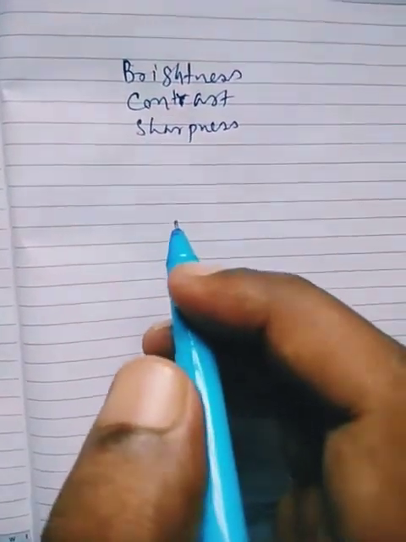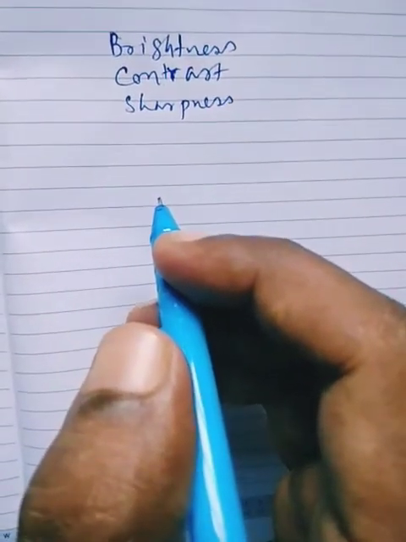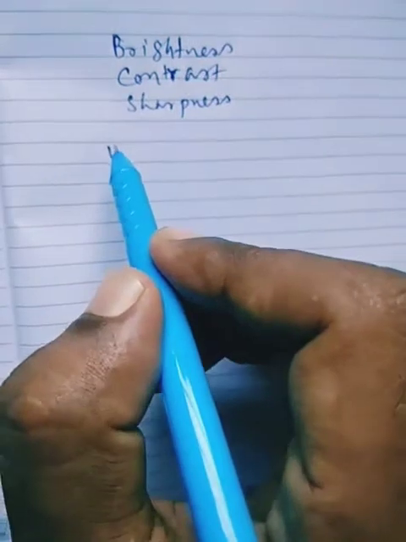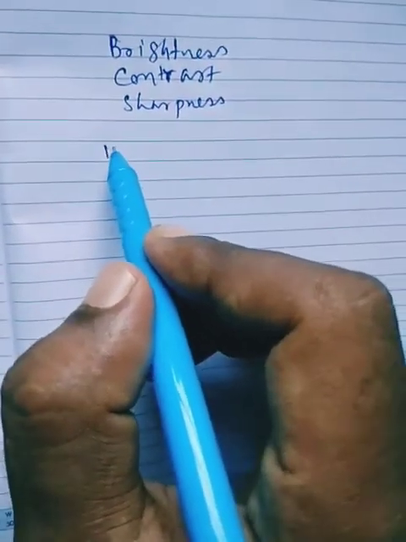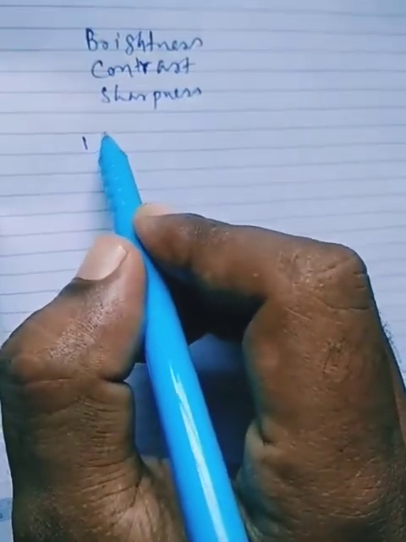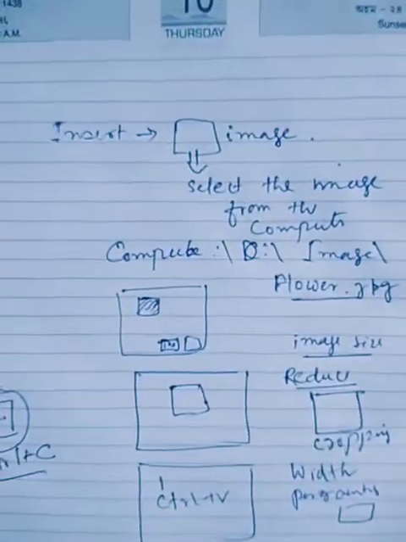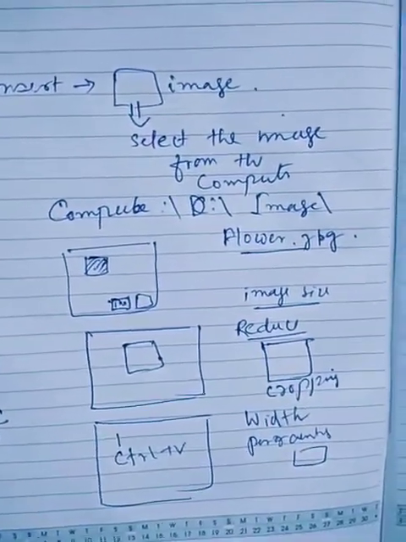After that, whenever we need to place the image, we need to find out the cursor, and then we need to press it. Then you will see the image in the particular position where you want. Okay, this is the whole process. You can just insert the image.